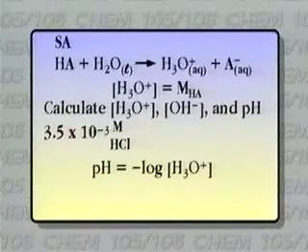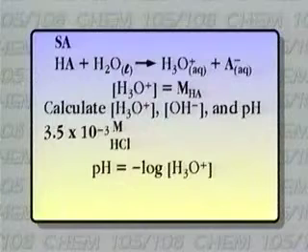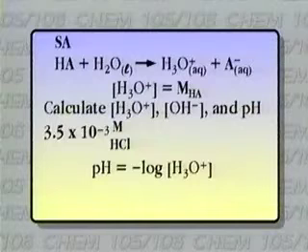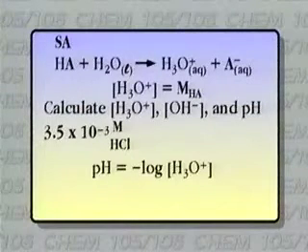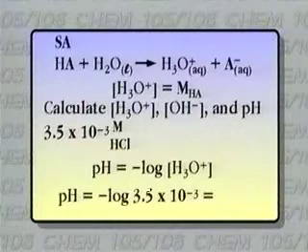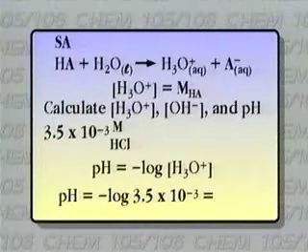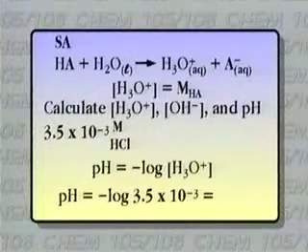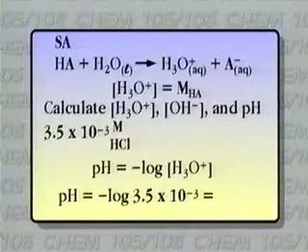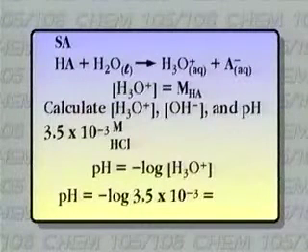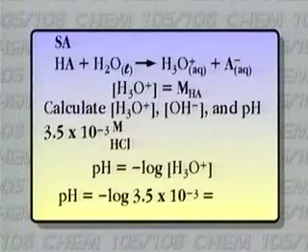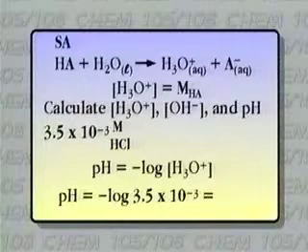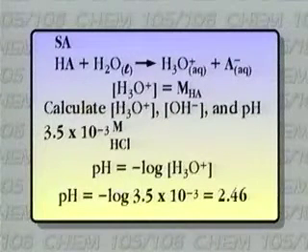Again, you can refer back to chapter 5 if you have any question about pH and calculation. There are many examples of it in chapter 5. And so pH is equal to minus the log of 3.5 times 10 to the negative third. If we plug in 3.5 exponential minus 3, take the log of that and take the negative, we have a pH value of 2.46.